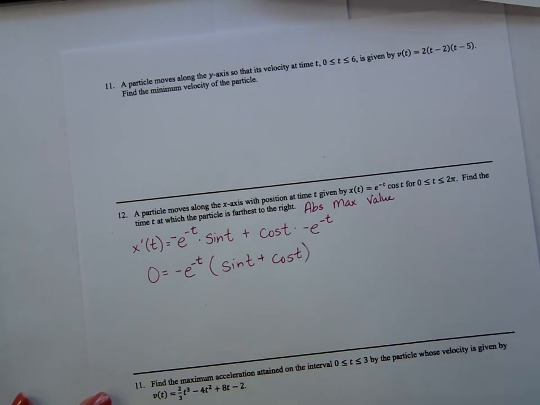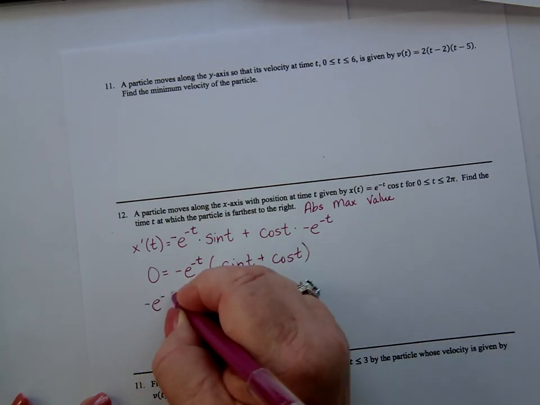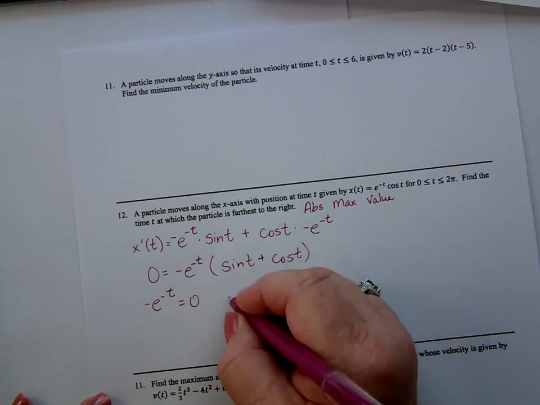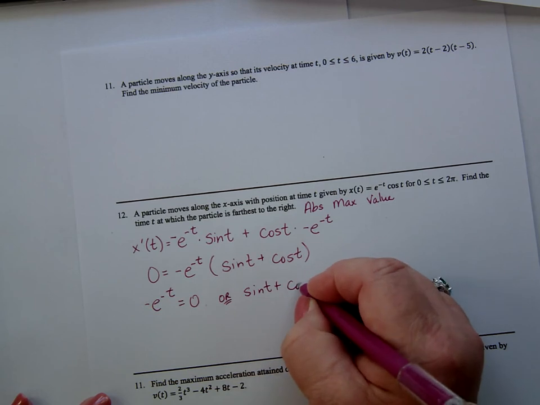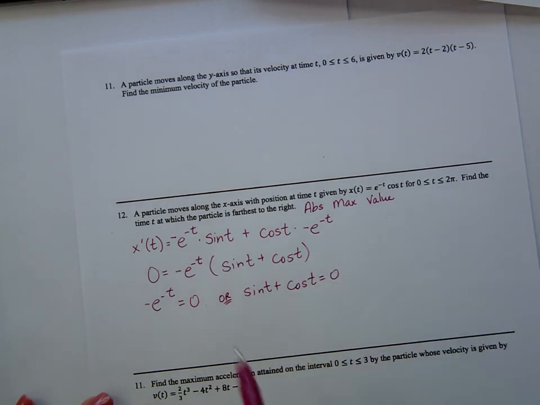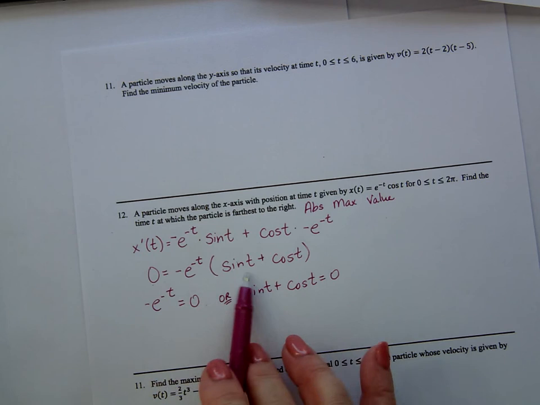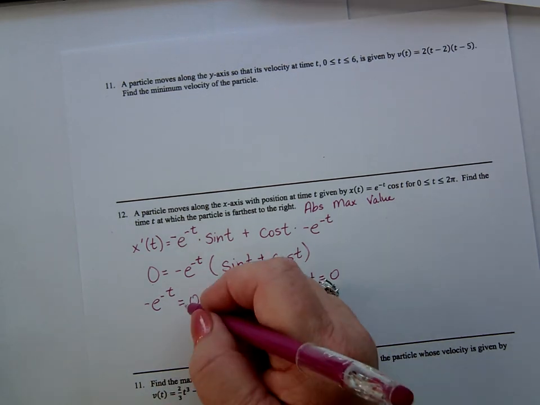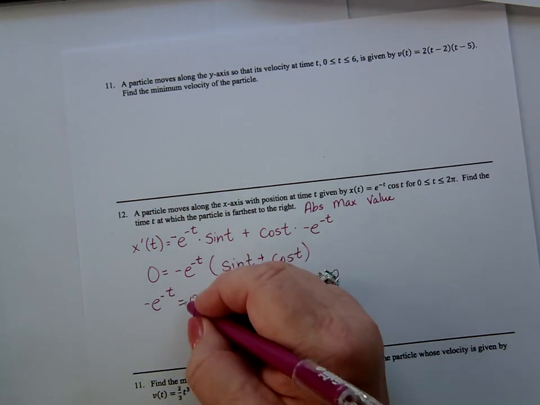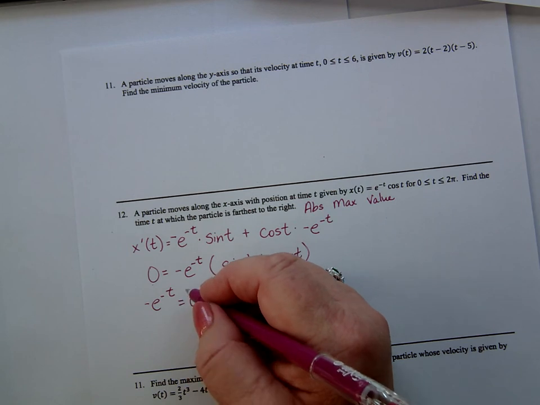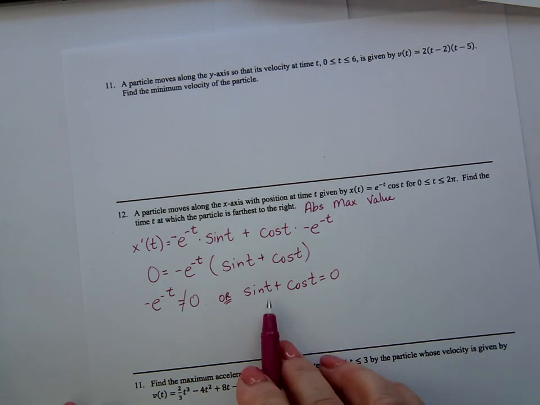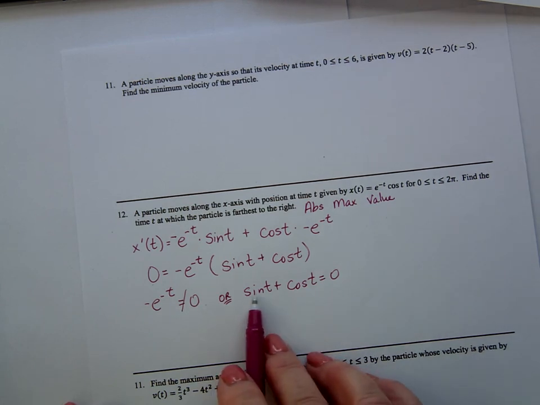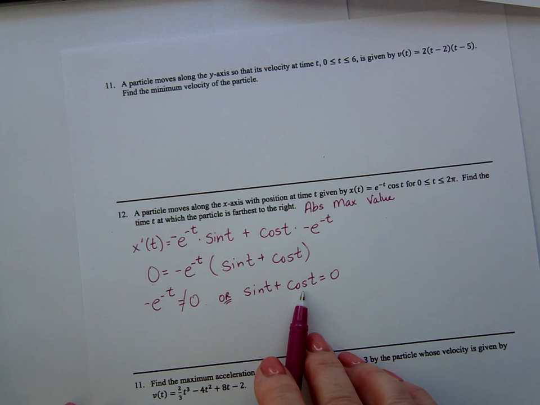So either negative e to the negative t equals 0, or the sine of t plus cosine of t equals 0. Remember, in order for this to equal 0, one of these two pieces has to be a 0. If I think of the e graph, it's an exponential graph. It asymptotes at 0, so there is no value where it equals 0. And this is a little more complicated to think through. It would be different if these were squares, because remember, that's a Pythagorean identity. You'd end up with sine squared plus cosine squared is 1. But we don't have that.